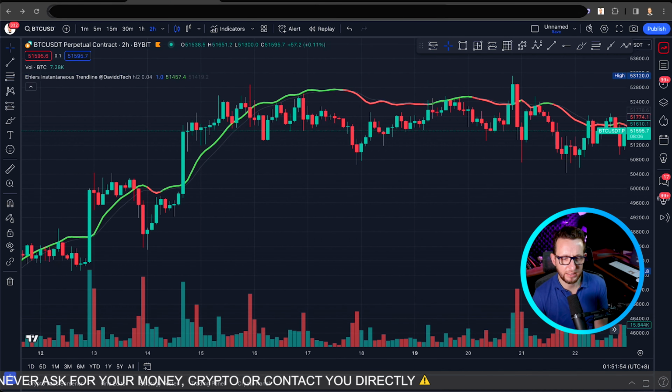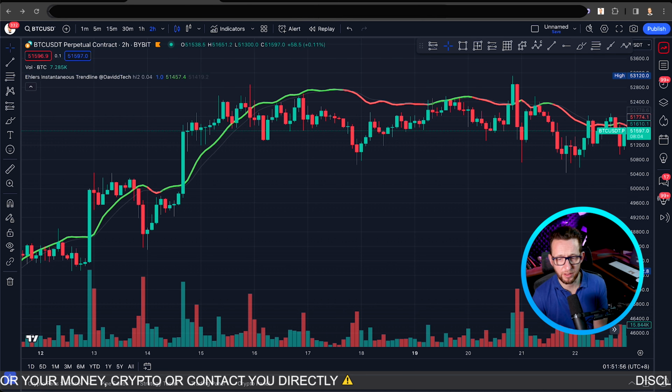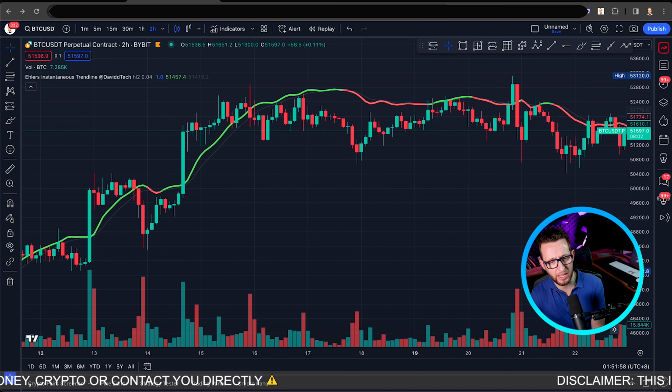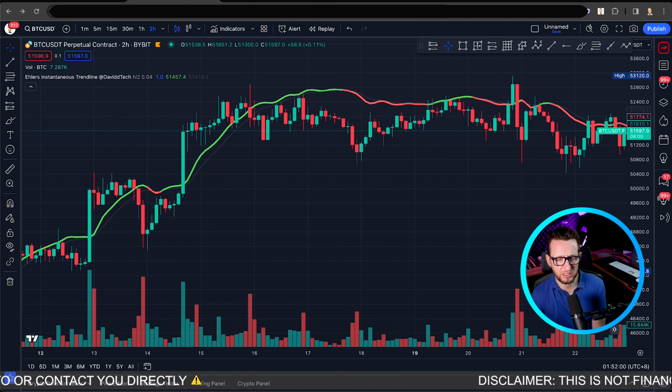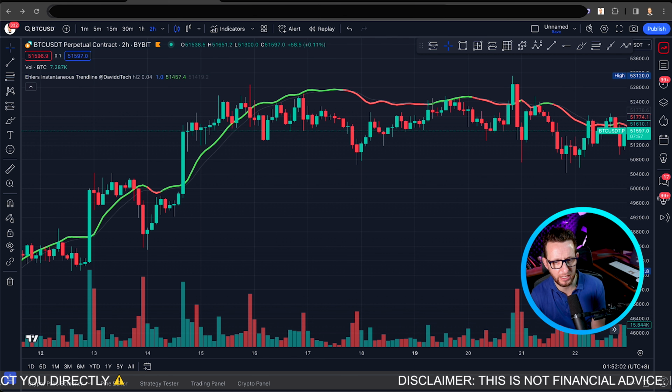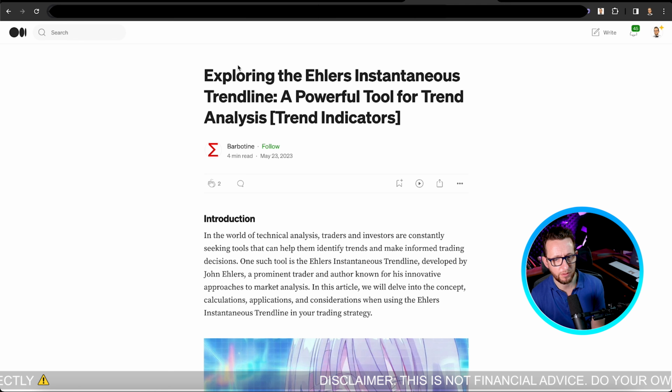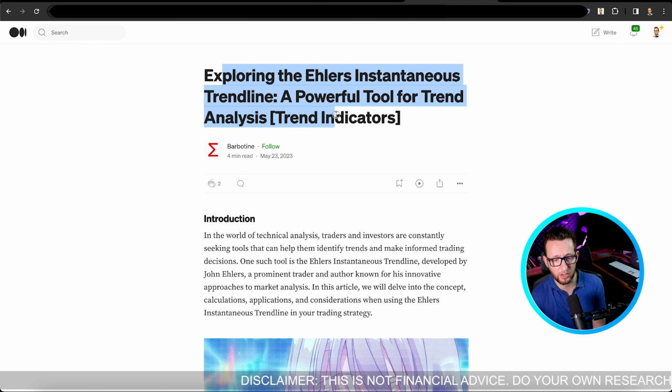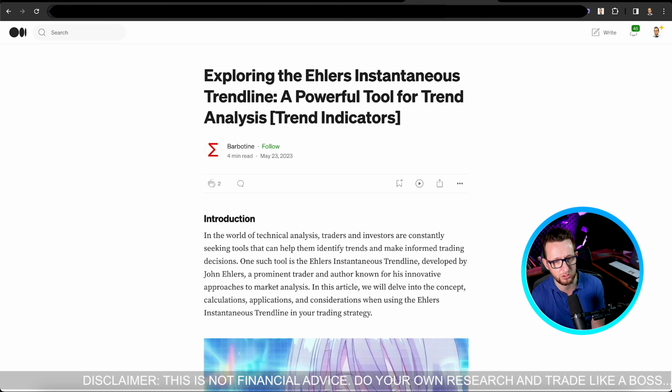Now this indicator is a little bit smoother than general moving averages. It uses dominant cycles to come up with its calculation. I won't go through the full calculation. If you want more information about it, you'll be able to find it here. I will put a link to this blog post down in my description as well.